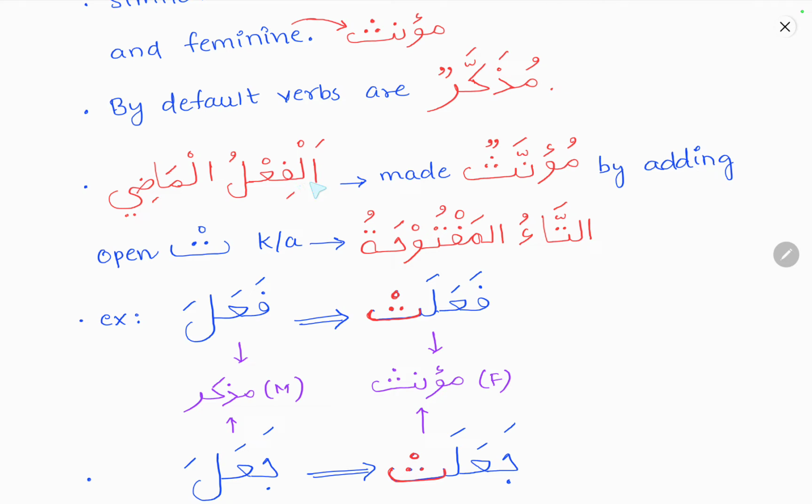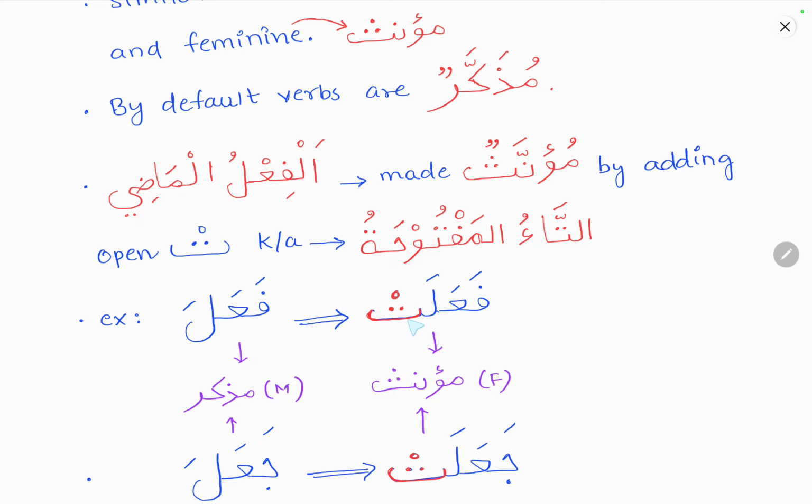How can a fe'lul mazi be made into a muannas, that is the feminine verb, by adding an open ta, that is an open ta with a sukoon over it. This is known as ta al maftuhatu, it is an open ta. The closed ta is known as ta al marbutatu. But when the ta is opened, it is known as ta al maftuhatu.